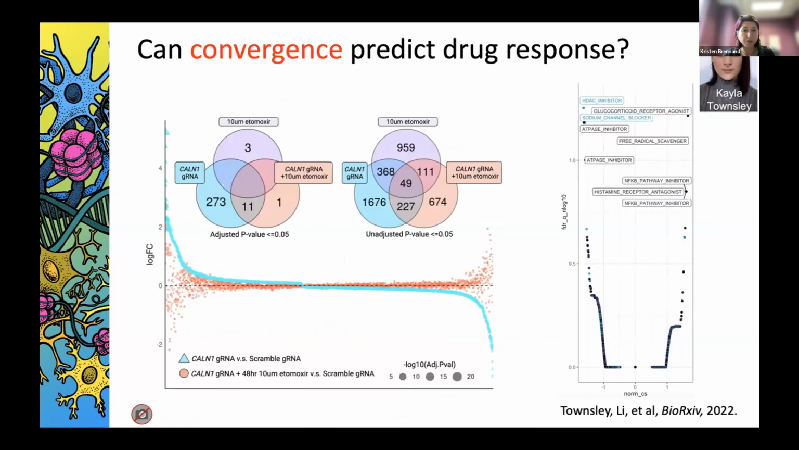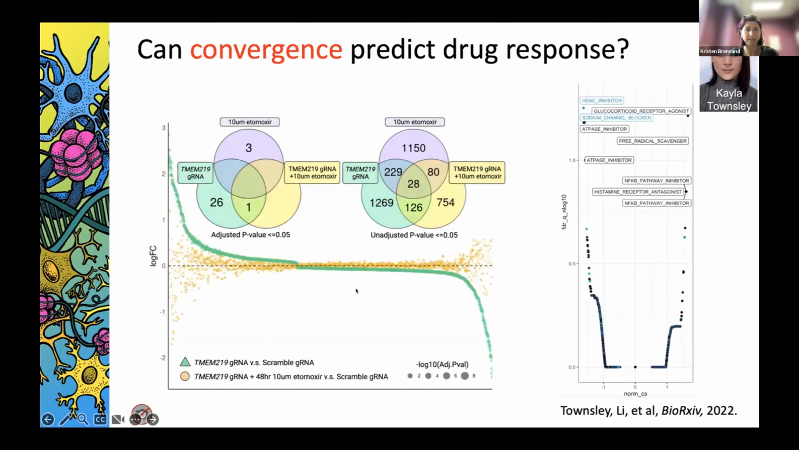We pulled out one drug, atoximir, that we then tried to use to reverse the effects of one of our genes of interest, CALN-N1. This is a lot of data here, but the important thing to look at is the original RNA-seq, where we have two tails, a tail up on the left and down on the right. These are our RNA-seq effects from the single gene perturbation. And when we add the drug, we really lose these tails. We're normalizing expression across the profile. And you can see the same thing again here with atoximir and TMM-219.